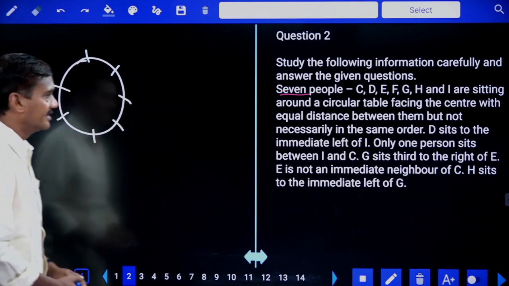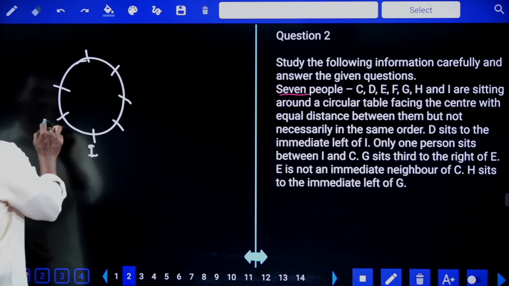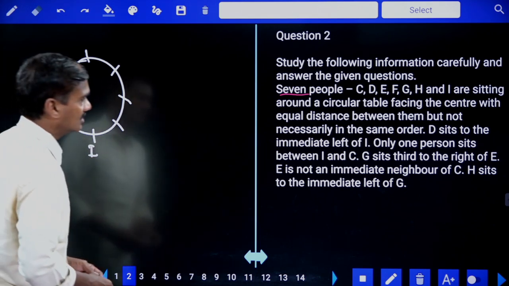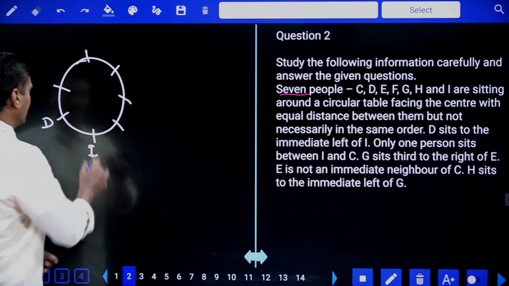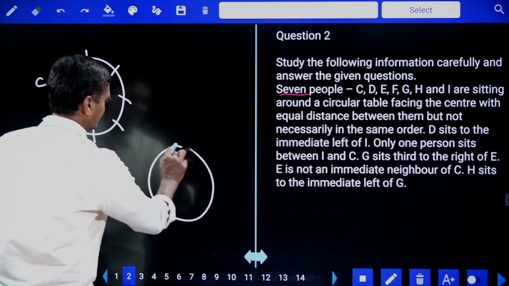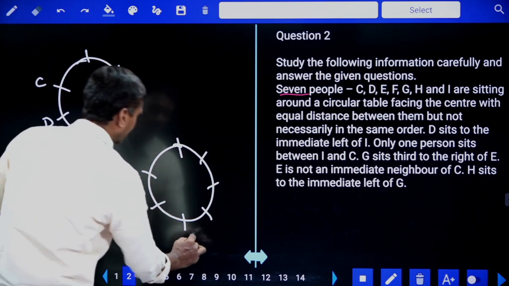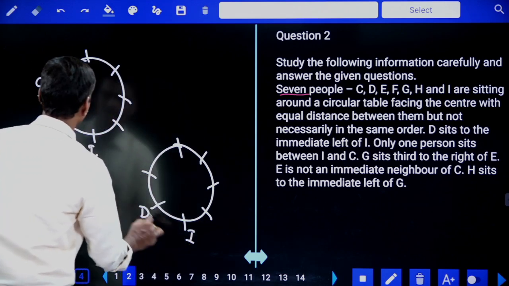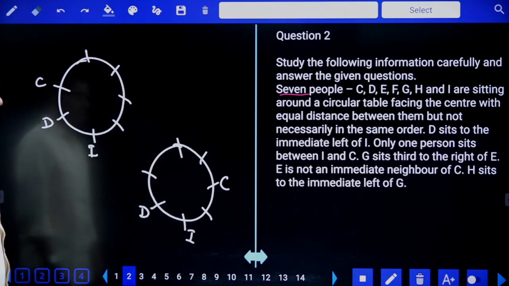Done. Next, D sits to the immediate left of I. Wherever I is, D is to the immediate left. Next, only 1 person between I and C. How many people should be between I and C? Only one. C can be here or here, so a second possibility arises. The remaining 5 persons go like this. I is here, D is here. Now with 1 person between I and C, C is here.